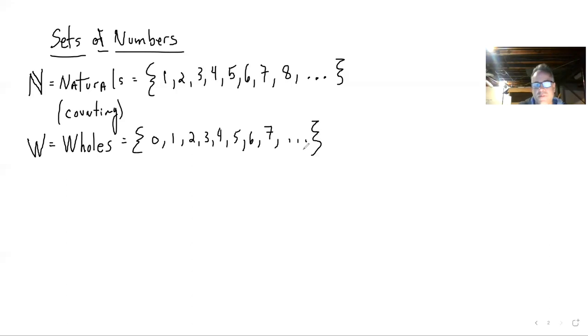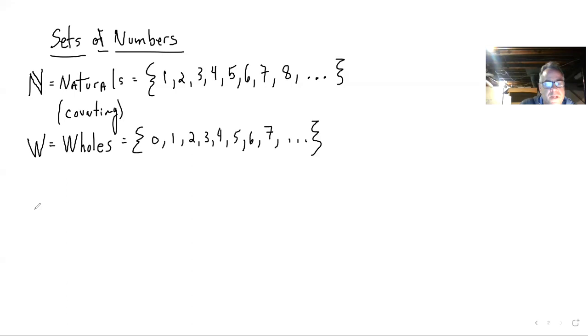And that would be, again, what we refer to as a set of whole numbers. So we can already see that all the naturals are in the set of wholes. So the number 5, you'd say it's natural, and it's also a whole number, belongs to both sets.